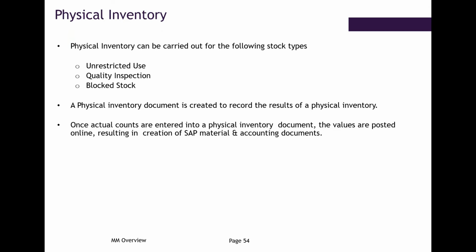Any company or organization will always follow a physical inventory process, either monthly, quarterly, half yearly, or yearly. What it is: in the system there is a stock lying, and physically there is a stock available, and they need to tally these each and every month, or quarterly, half yearly or yearly.